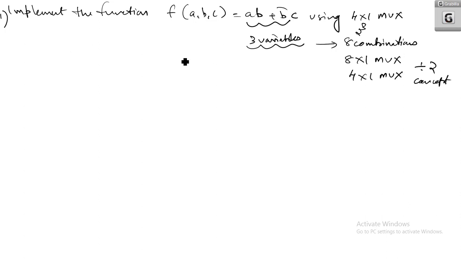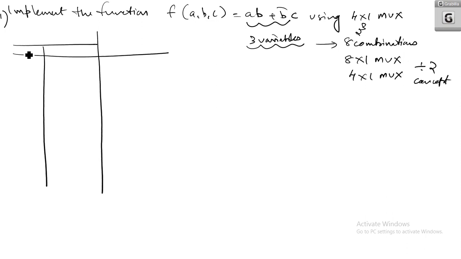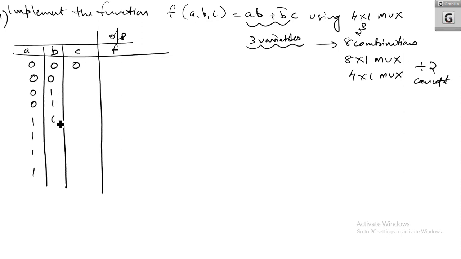Now let me draw the truth table of the given function. So here I am taking input as a b or b bar c, right? So I am writing inputs as a, b, c, and see, this is the output. Output is function f. 0, 0, 0, 0, 1, 1, 1, 1; 0, 0, 1, 1, 0, 0, 1, 1; 0, 1, 0, 1, 0, 1, 0, 1.